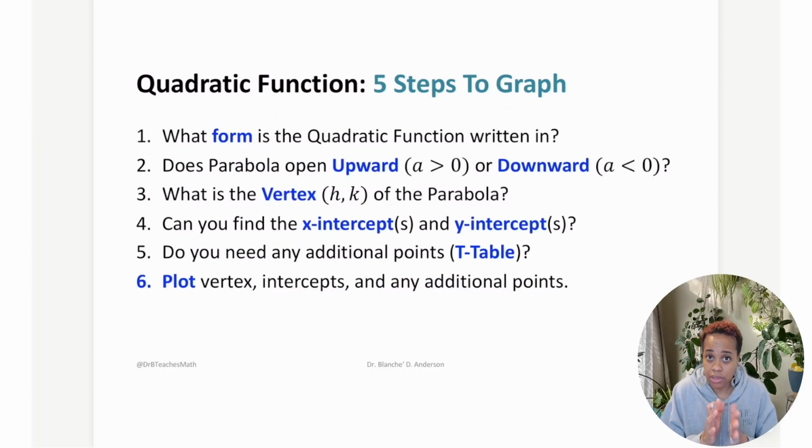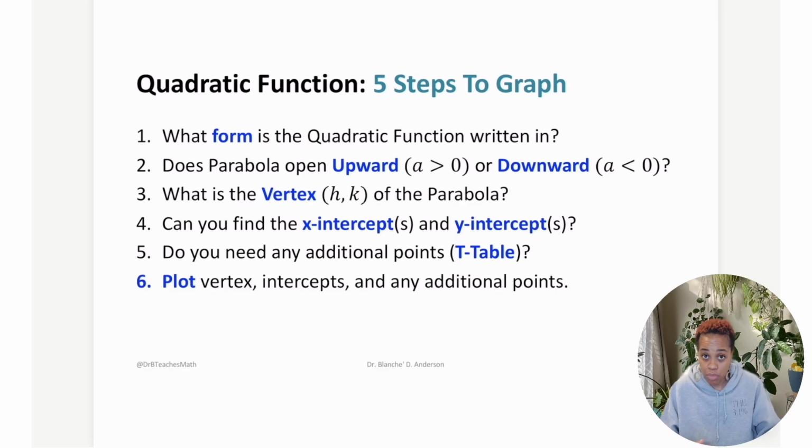When you look at it, look what form is it in. Is it in standard form, the vertex form, or is it in that quadratic form? Because that's going to let you know which direction you need to go. Preferably you want it in standard form, because why? You can see the vertex, you can see which way it opens, and you can find the axis of symmetry. So determine what form it is so you know which way to go.